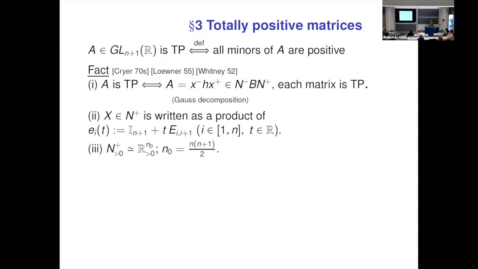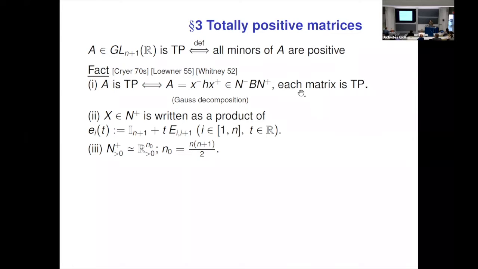And these totally positive matrices have been studied for a long time because they have many backgrounds, not only in mathematics but also in physics and combinatorics. So the important properties are as follows. A is totally positive if and only if, in its Gauss decomposition into lower triangular part, diagonal part, and upper triangular part, each element in this triple is totally positive.